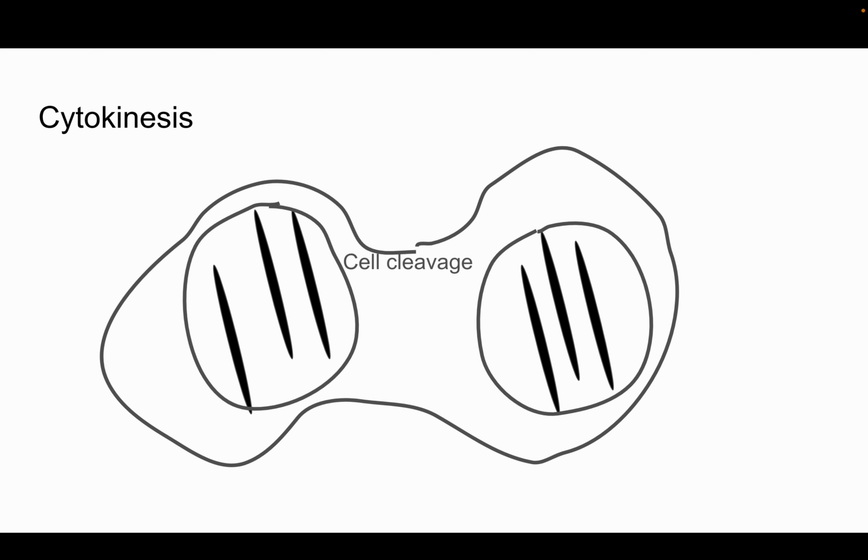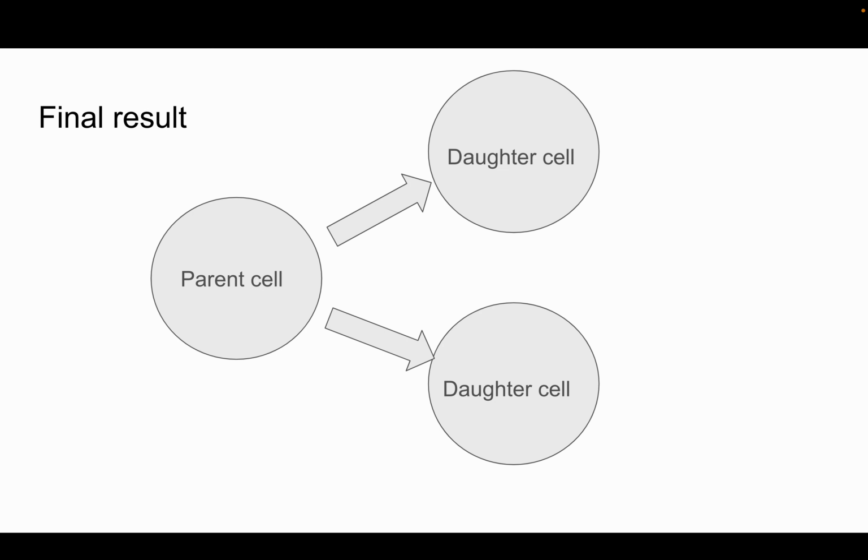After telophase, an event called cytokinesis takes place, where the cell, which now contains two nuclei, splits into two daughter cells, each one containing one nucleus. The final result, as mentioned earlier, is one parent cell giving rise to two daughter cells, each genetically identical to one another, as well as the parent cell, and containing the same amount of DNA content.